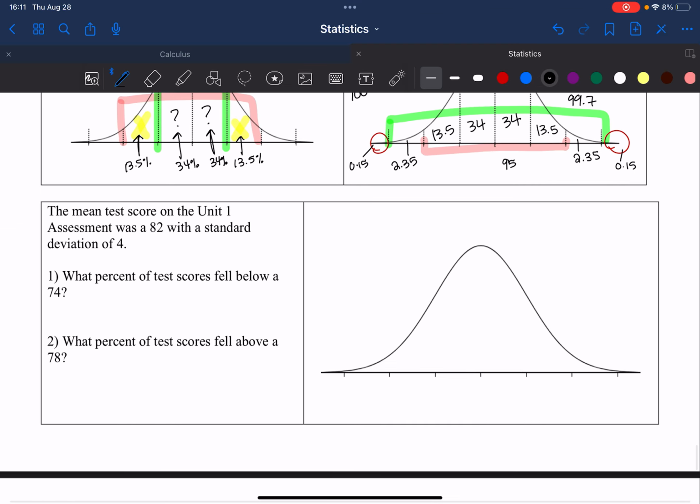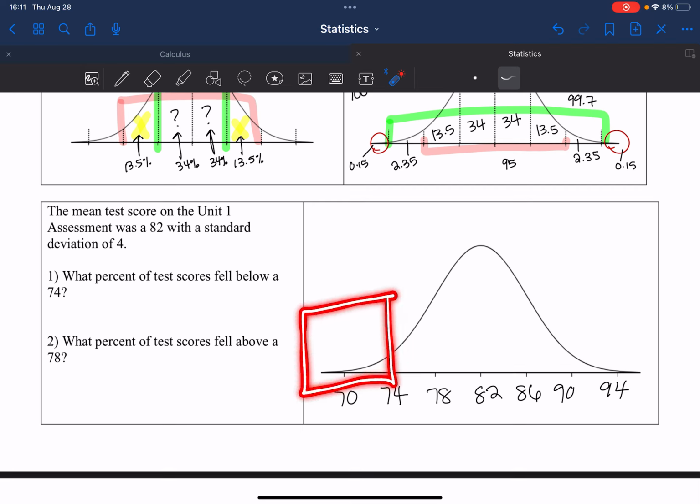So in this example, we're still using the mean test score on the Unit 1 assessment, which was 82, with a standard deviation of 4. So first I'm going to create my standard deviations on either side. Remember, we just did this one, so you're just kind of copying down what we already did. Then it says, what percent of the test scores fell below 74? So we want only this part right here.